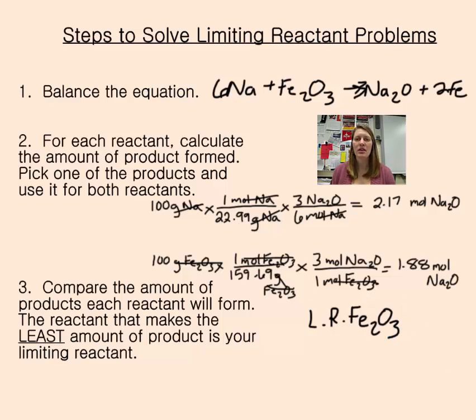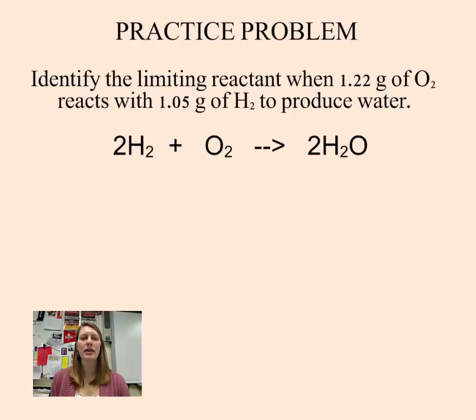Okay. Now let's try an example here where we would be making water from our hydrogen and our oxygen, and it gives us a set amount of what oxygen and what hydrogen to start with. So we're going to go through the same three-step process to see what the limiting reactant would be. We already have our balanced equation, so we don't need to worry about that. And so our second step is to solve for how much each of our reactants will make of the product.